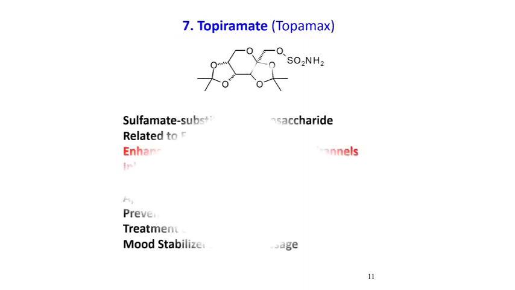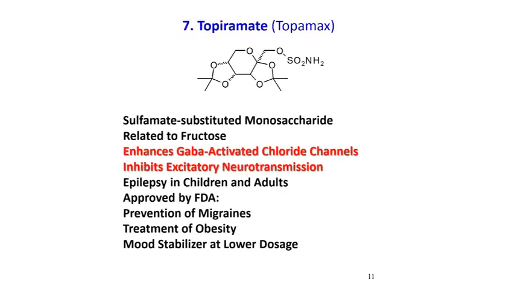Topiramate is one of the monosaccharide-related derivatives. It is related to fructose. It is a lipophilic derivative of fructose, having a sulfamate substitution. It is a sulfamate here, and we mean that it contains in its structure a sulfone amino function related in an ester function to the OH of the monosaccharide.